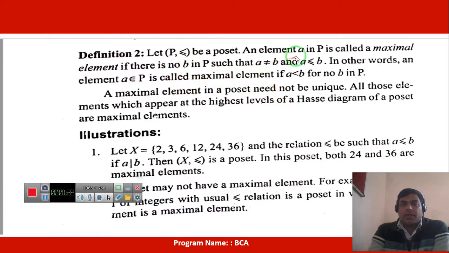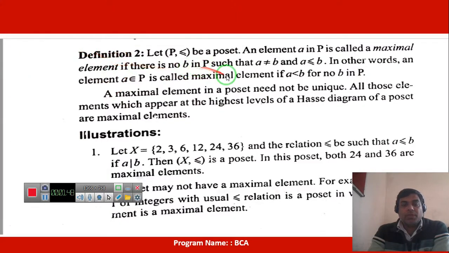So an element A in P is called a maximal element. Maximal element मतलब उससे बड़ा कोई और एलिमेंट ना हो, meaning the highest element in the set. So no element belonging to this set is greater than A. So in that case A should be the maximal element.